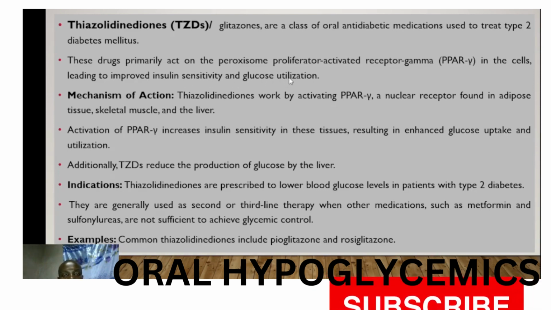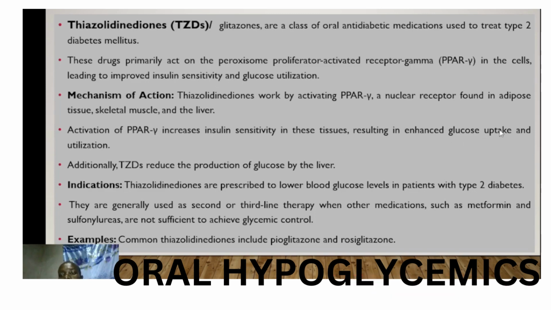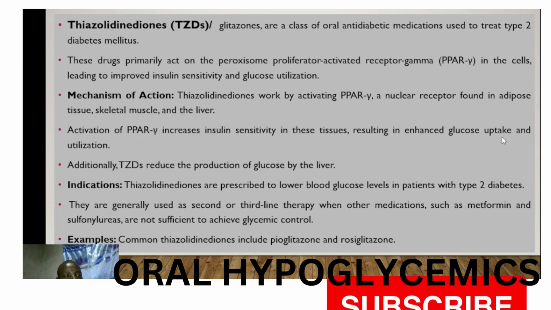Mechanism of action: thiazolidinediones work by activating PPAR-gamma, which is a nuclear receptor found in adipose tissue, skeletal muscle, and the liver. Activation of this receptor increases insulin sensitivity in these tissues, resulting in enhanced glucose uptake by the adipose tissue, by the skeletal muscle, and finally by the liver. Additionally, thiazolidinediones reduce production of glucose by the liver.